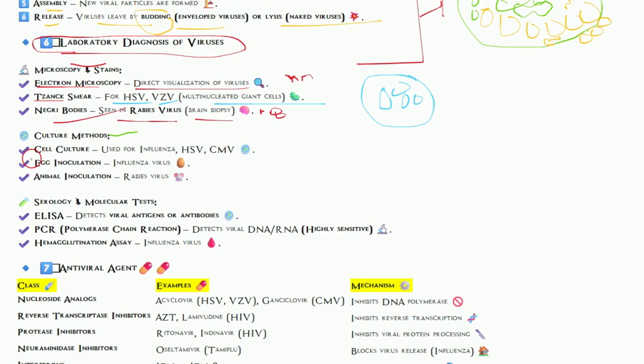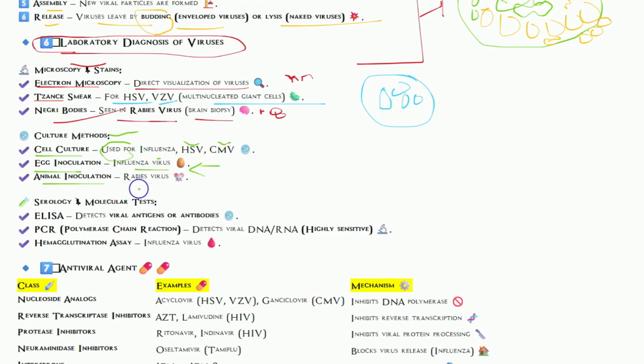Then in this we have three main things: cell culture, egg inoculation, and animal inoculation. In case of cell culture, we use it for influenza viruses, human herpes simplex virus, and cytomegalovirus. For that we use a cell culture, right? In case of egg inoculation, influenza virus, this is very important nowadays also for vaccine formation, or for the growth, for identification and the research purposes.